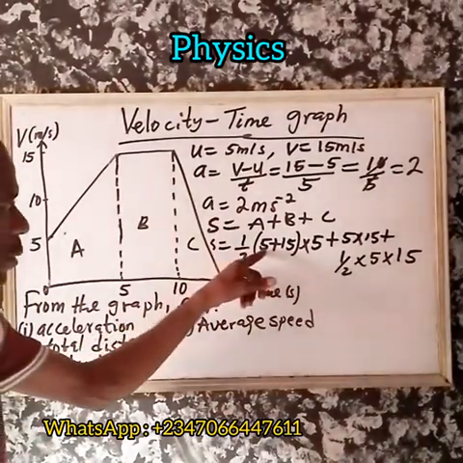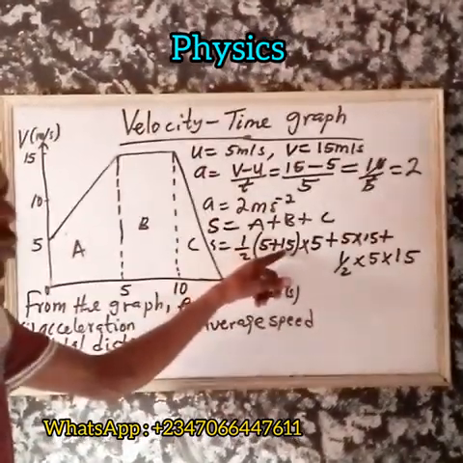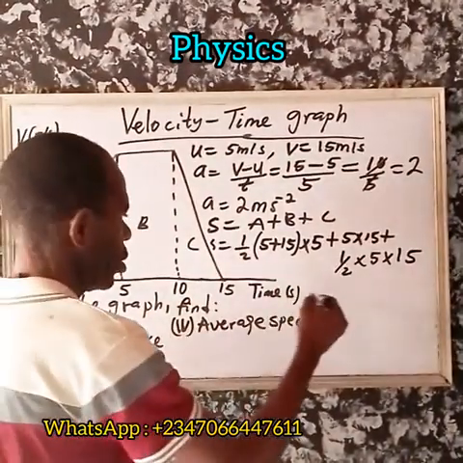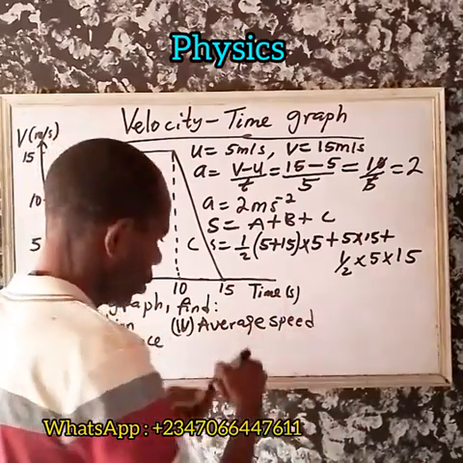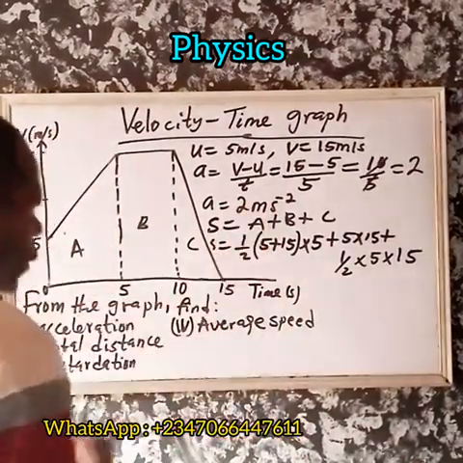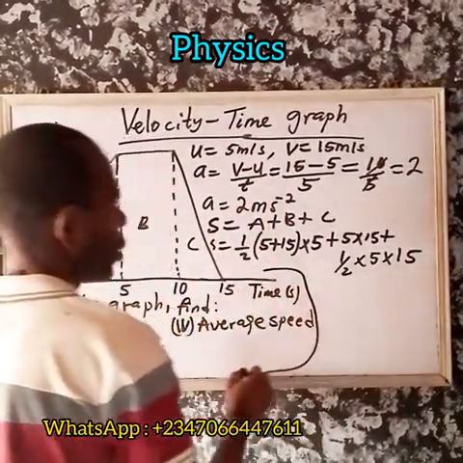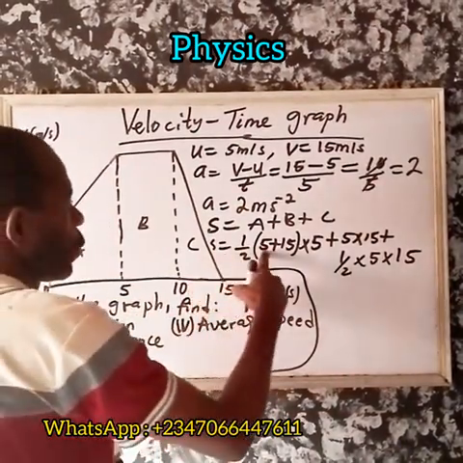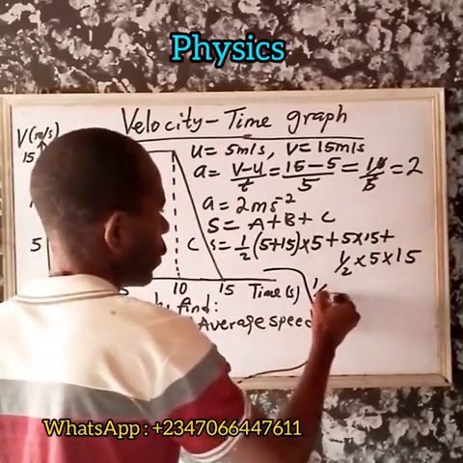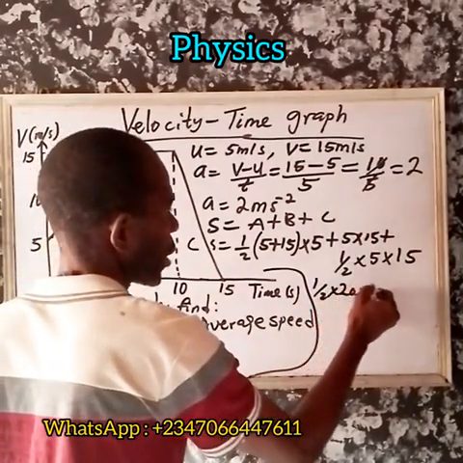So inside here we have 5 plus 15, that is 20. Sorry, let's clean it up. Okay, let's finish it here. So we have 5 plus this is 20. Half times 20 times 5.